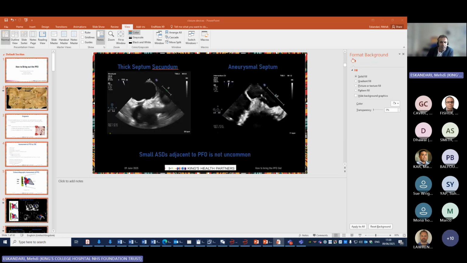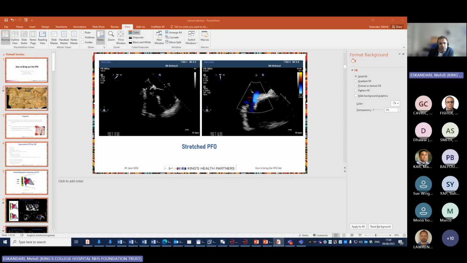So these are the type of abnormalities you may face when you are investigating PFOs, a very aneurysmal septum. The definition usually is if it's bulging beyond 10 millimeter. You can see a very thick septum here in the left side, which poses some challenges in terms of closing these devices, and you might see a small ASD just next to the PFO, which is not a big deal. But if you see several PFOs or fenestrating holes across the septum, that will pose a challenge.